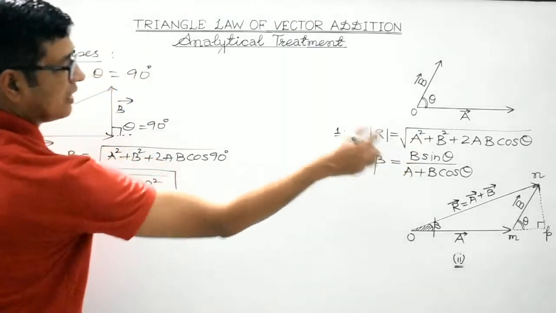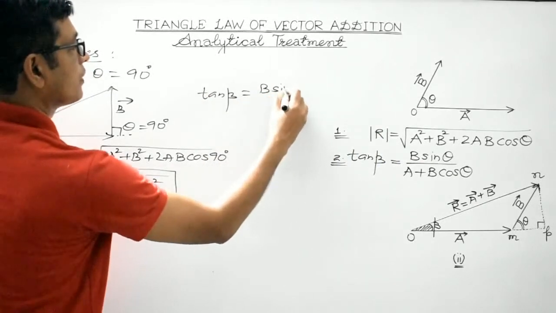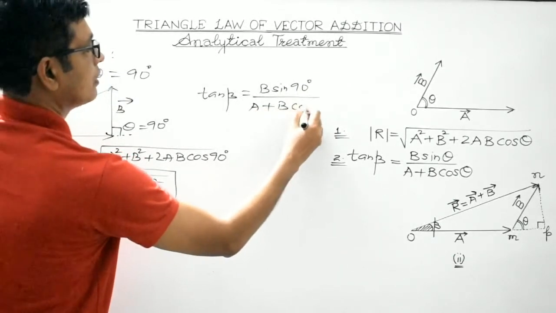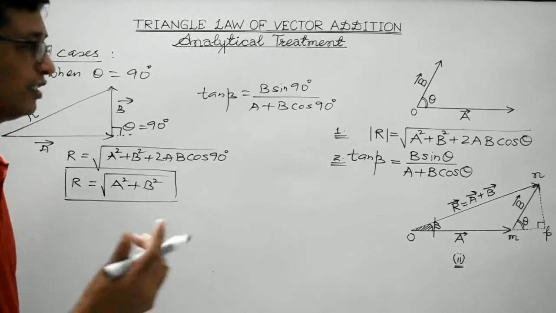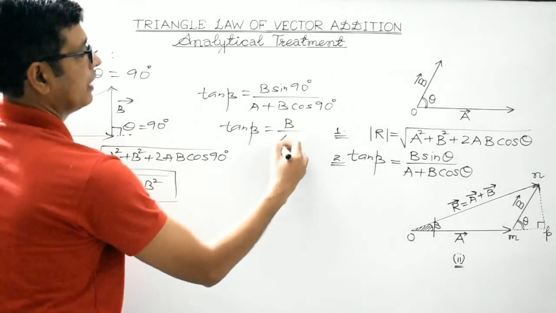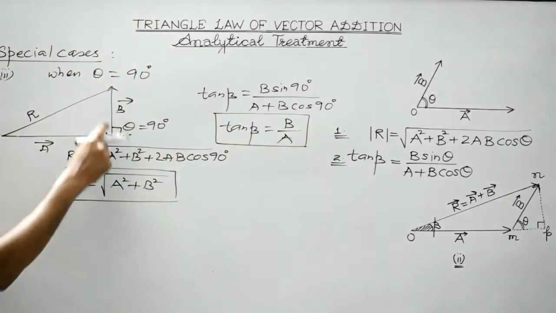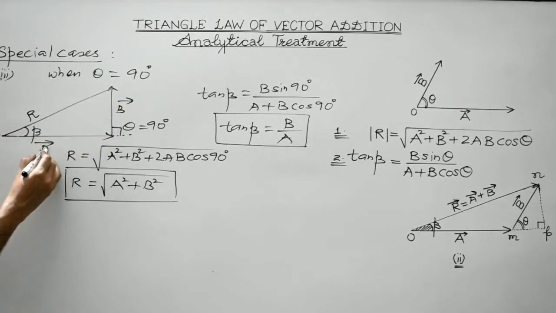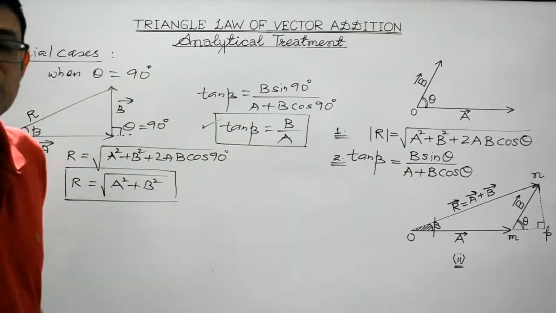Substitute the value of theta as 90 over here. So tan beta, it would be b sin 90 divided by a plus b cos 90. Sin 90 is 1, cos 90 is 0. So we'll be left with tan beta is equal to b by a. And you can verify it. This is a right angle triangle. This is beta. So tan beta is perpendicular by base. That is b by a. So this verifies this particular formula.